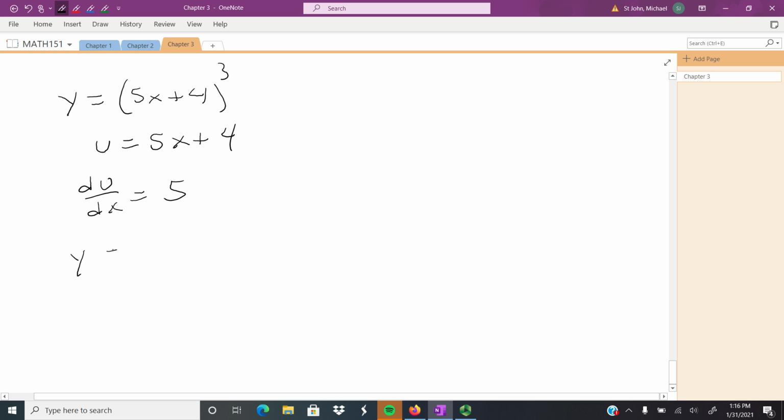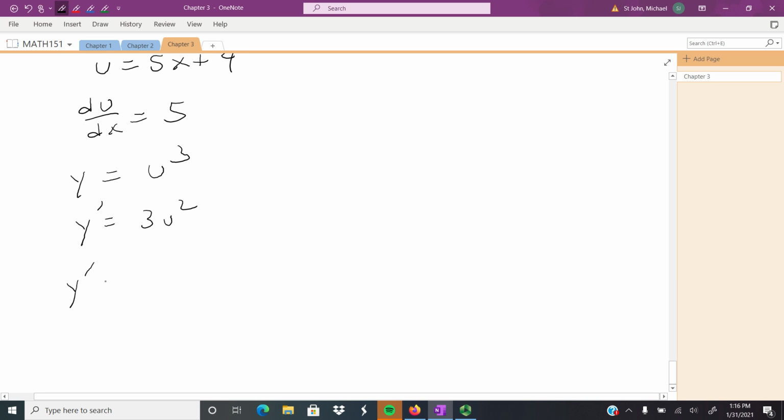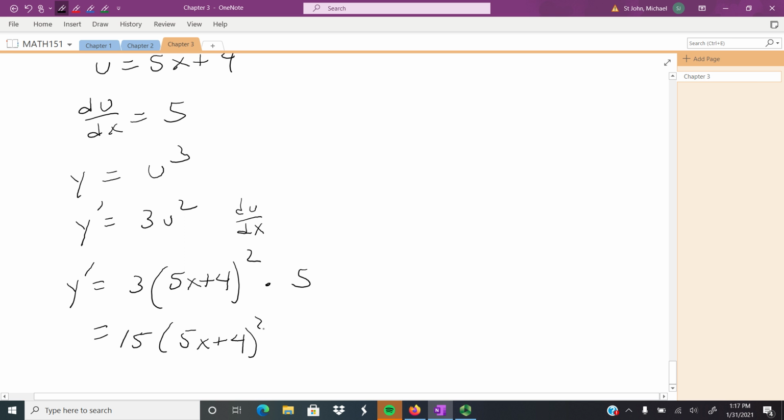And so this gives me u to the third. And the derivative of this is just going to be 3u squared. And so my derivative is going to be 3 times 5x plus 4 squared, and then we got my du dx times 5. And so we end up with 15 times 5x plus 4 squared.